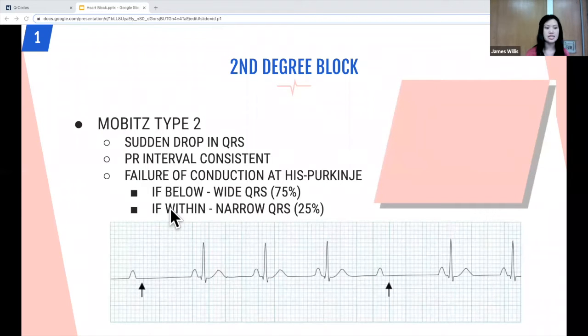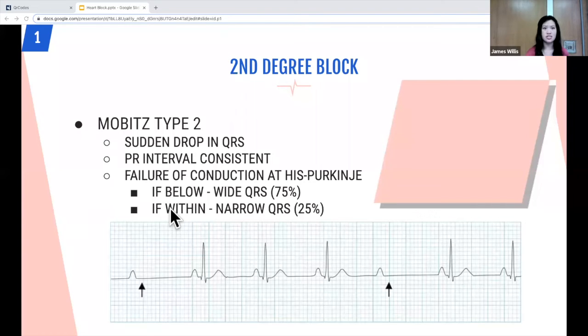Second one is the Mobitz type 2. Basically, you have a sudden drop in the QRS. The PR interval is consistent, so you don't really have a warning when your QRS is going to drop. And usually this is due to structural changes or structural damage, so anywhere from infarction, fibrosis, necrosis. It can be due to an anterior MI, where you have a septal infarct necrosing the bundle branches. And then cardiac surgeries, again, mitral valve repairs.